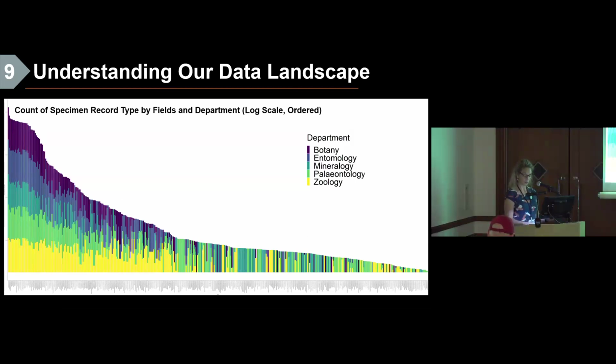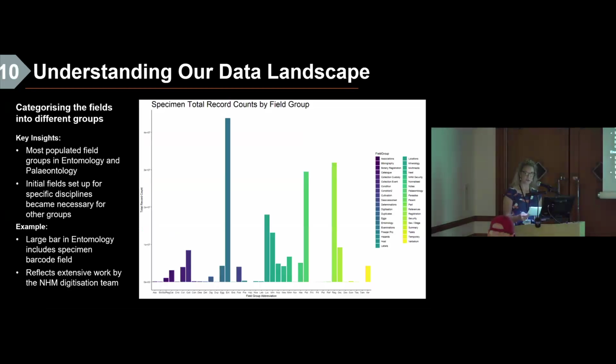And so our challenge was to delve deeper into this and untangle which fields are used by each department and identify the shared fields. So next we analyze fields used by the specimen records, grouping them by concept, such as notes, hazards, determination, and registration. These groups are represented by the different colors on the chart. And although initially set up for specific disciplines like mineralogy, entomology, or paleo, many of these fields became necessary across departments and were repurposed for shared use. For instance, this large bar for entomology includes the field for the specimen barcodes. So originally created only for entomology, this field is now used by all departments.